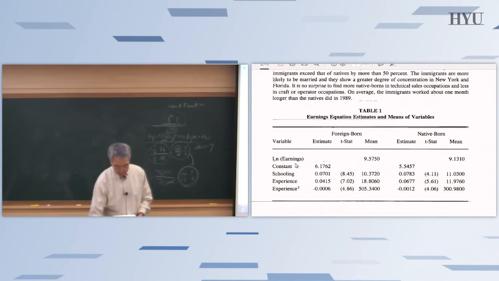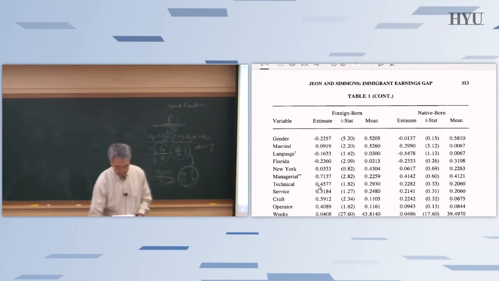So the dependent variable is log of earning, and here are all the independent variables: schooling, experience squared, and gender, marital status, language, ability, the location and the occupation, and so on, right?